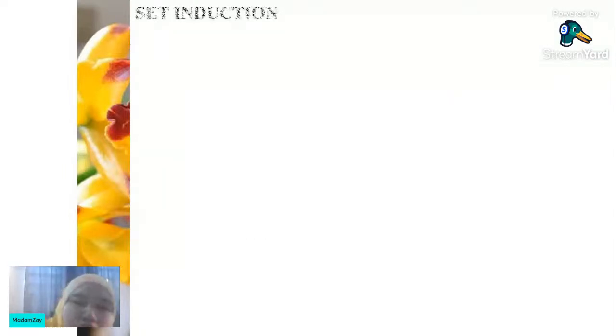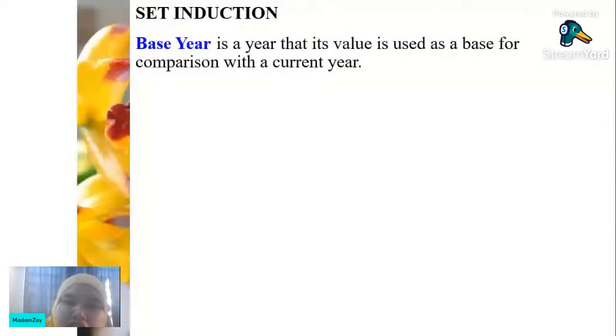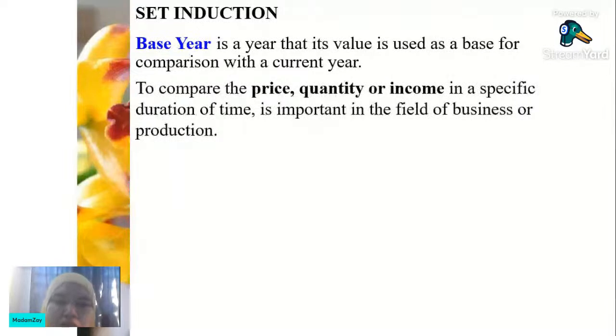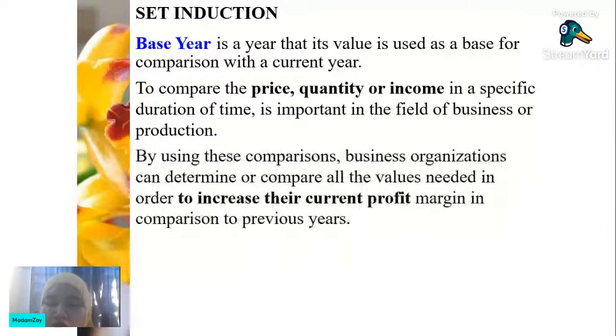Okay. Now, set induction. So base year. Base year is a year whose value is used as a base for comparison with the current year. It means that this base year will be 100%. So what is the comparison with the current year? To compare the price, quantity or income in a specific duration of time is important in the field of business or production. By using this comparison, a business organization can determine or compare all the values needed in order to increase their current profit.